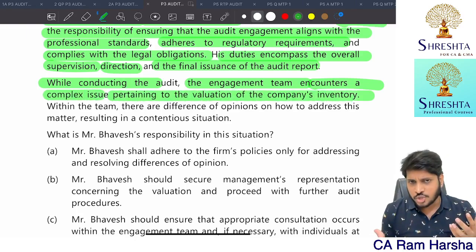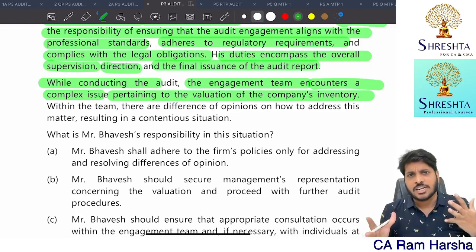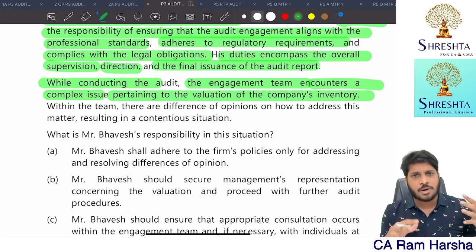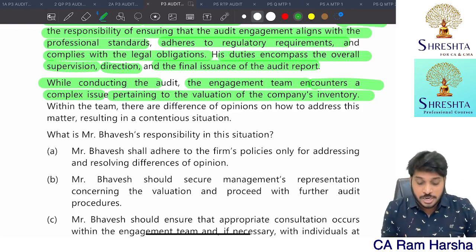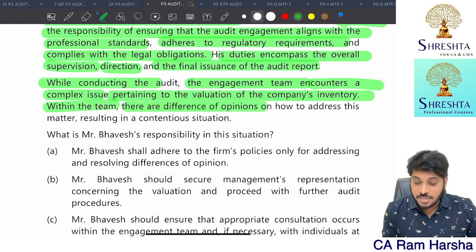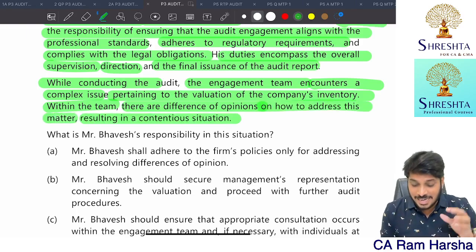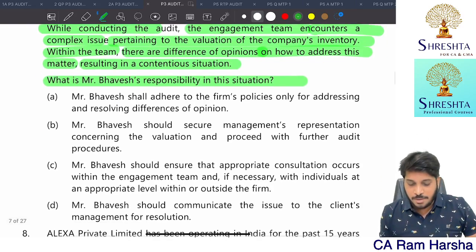While conducting the audit, the engagement team encounters a complex issue pertaining to valuation of company inventory. When there is a complex issue or contentious issue, consultation should take place with the engagement partner, or maybe inside or outside the firm, consultation should take place. Within the team, there are differences of opinion on how to address this matter, resulting in a contentious situation, means a complex situation.